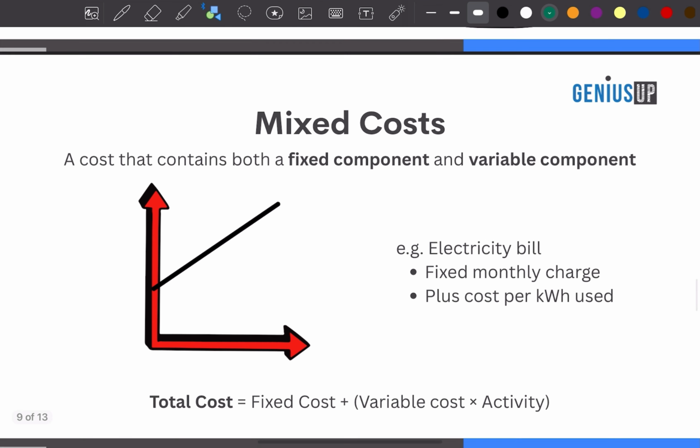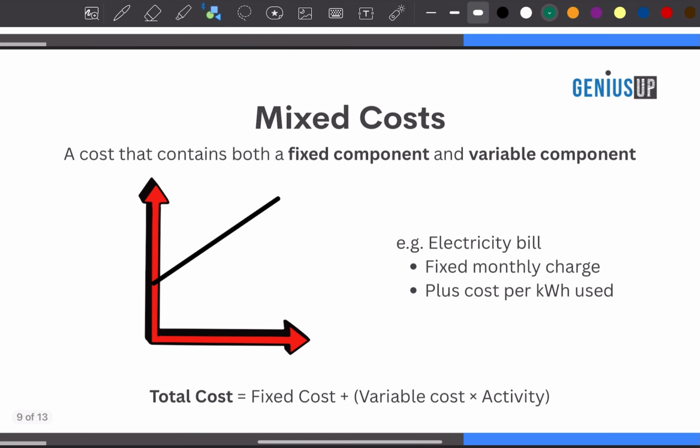Really important to understand as well. So a mixed cost is basically a cost that contains both the fixed component and the variable component, right? So I'm going to make an example with an electricity bill.